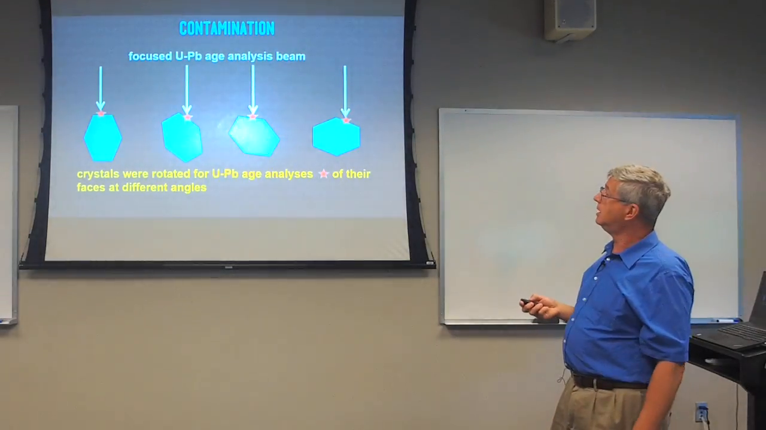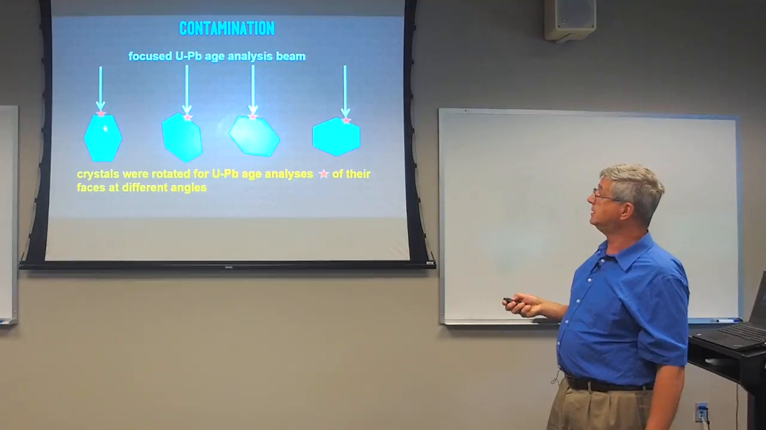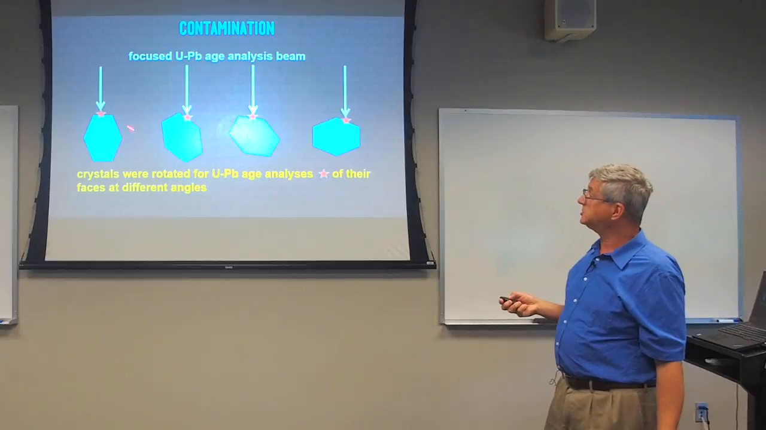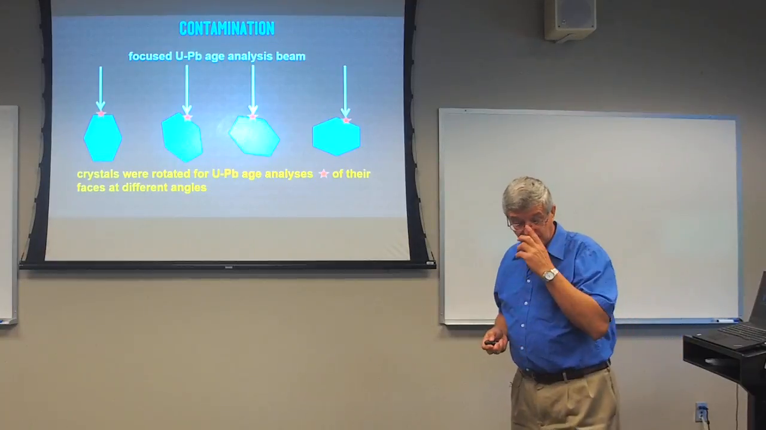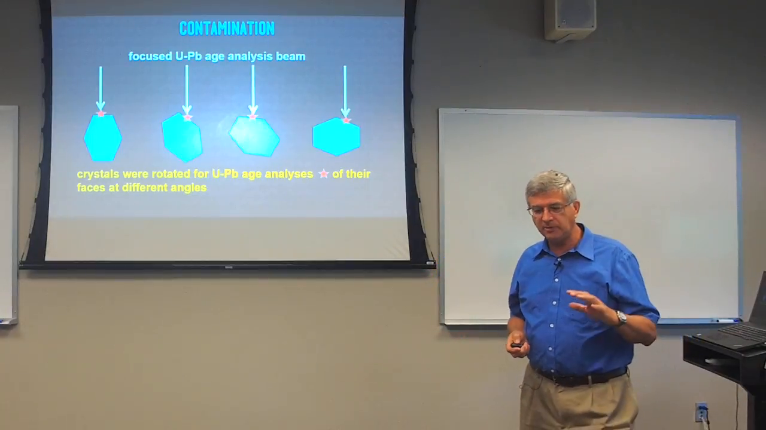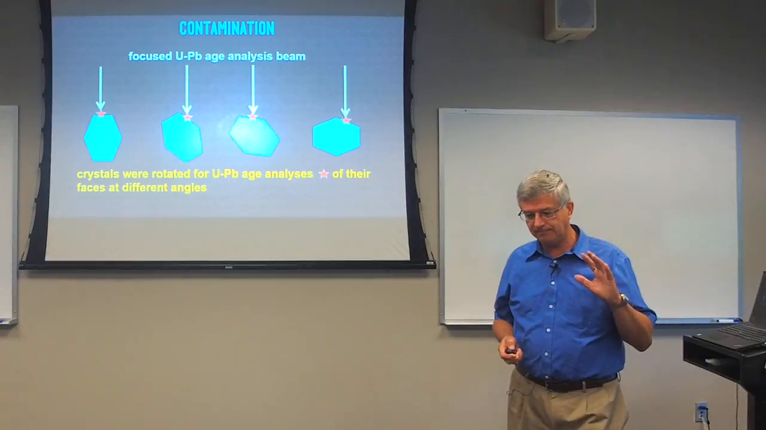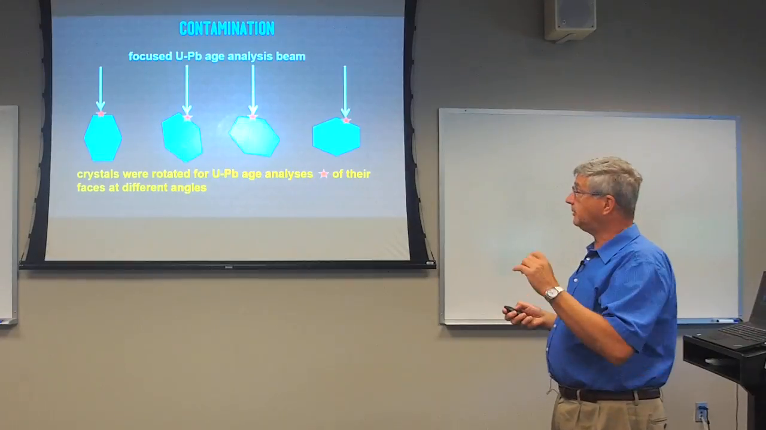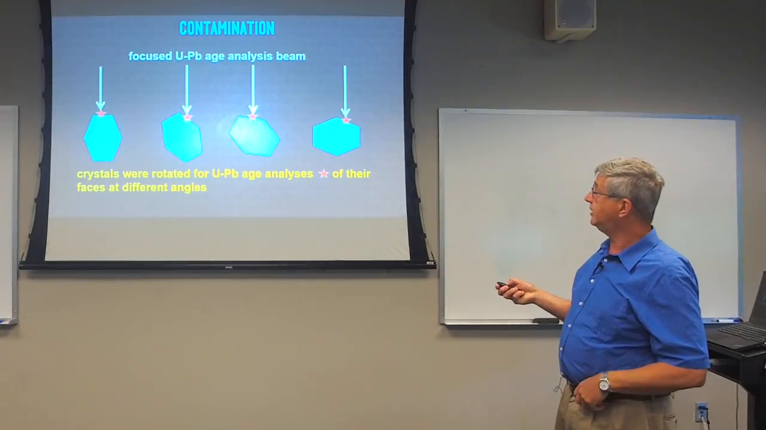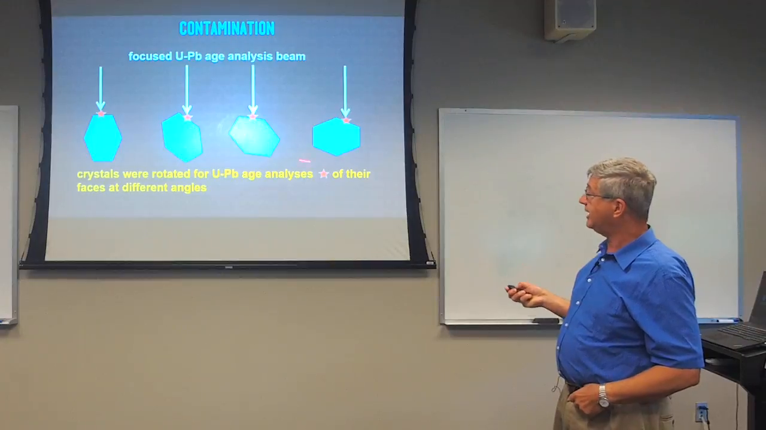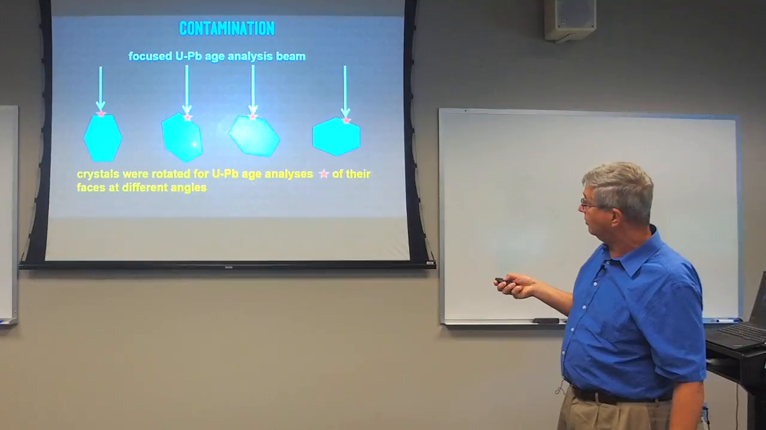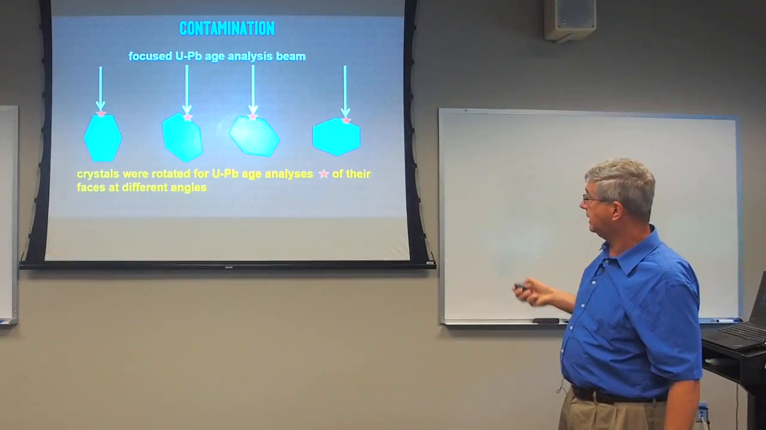Here's another example. Remember I said you can focus a beam 1 micron in diameter, so that you can look at, in this instance, crystal faces. They took crystals of baddeleyite, which is zirconium oxide, from the Palabora mine in South Africa, and they set up the machine so that they could rotate the crystal. As they rotated it, you could put the beam on different faces, at different angles to the face. That's at right angles. This is an oblique angle. This is close to right angles. This is more oblique, okay?